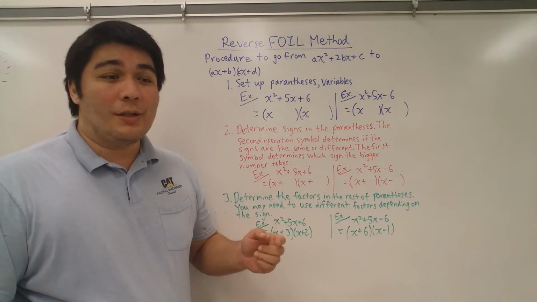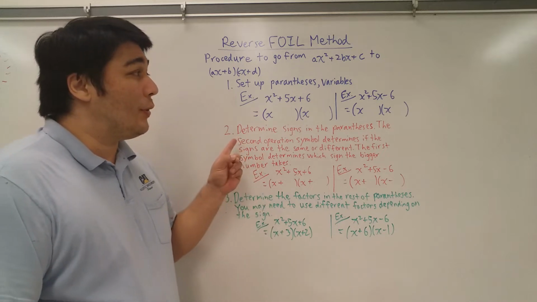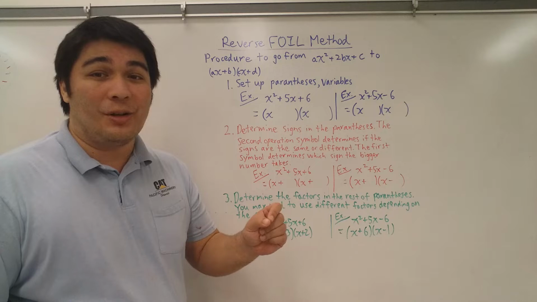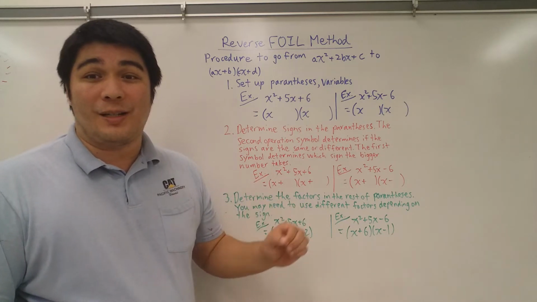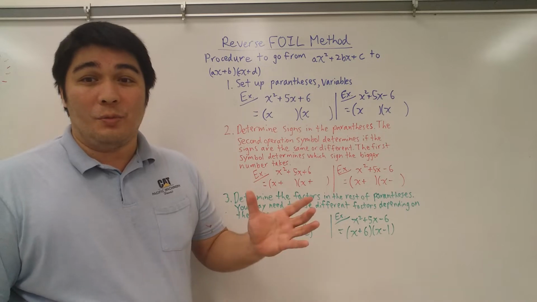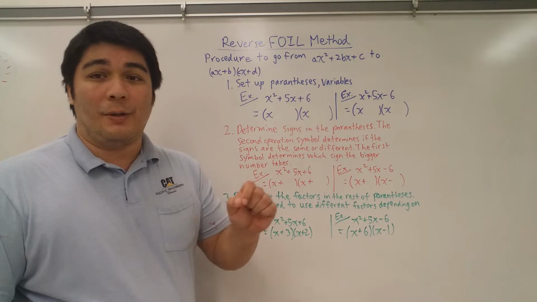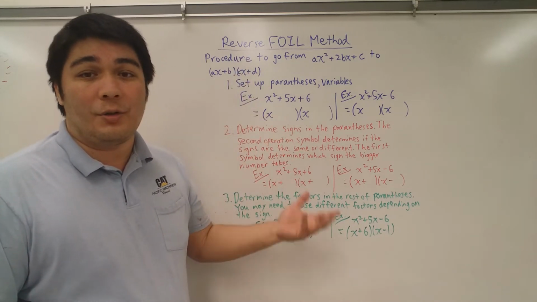FOIL just requires that you understand how to do basic math operations. Reverse FOIL, on the other hand, does assume that you understand how to factor different numbers and break them down into their prime factorizations. So if you don't really understand that, that's something you should look into as a supplement to this, so that it makes this method a whole lot easier and also makes the method make a whole lot more sense.